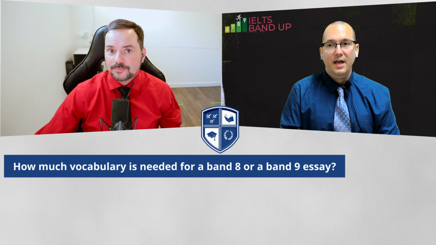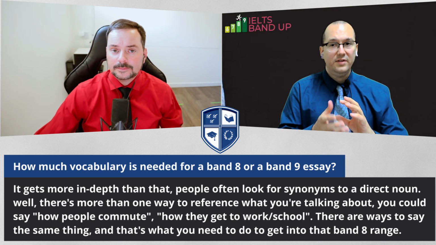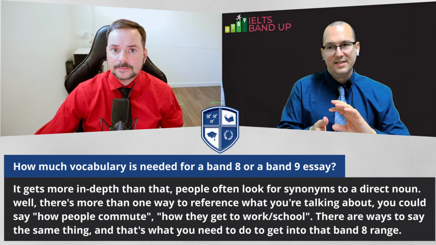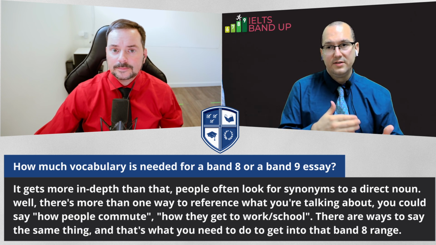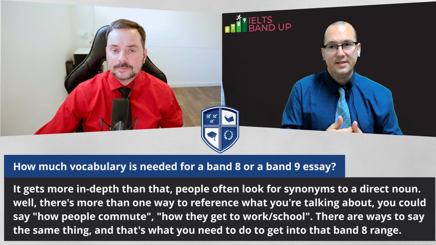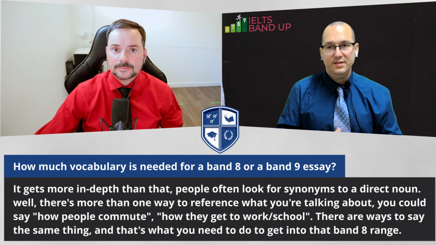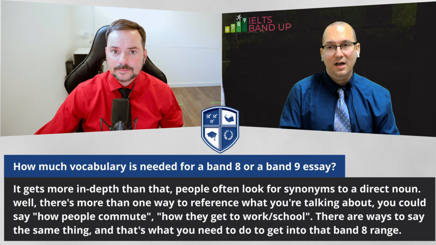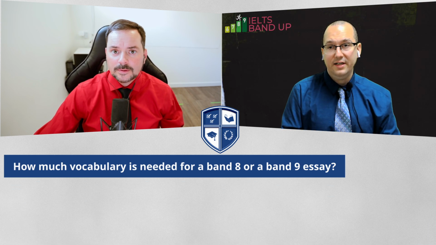Right. And it actually gets a little bit more in-depth than that, because people often look for a synonym, like a direct noun. Well, there's more than one way to reference what you're talking about. You could say how people commute, how they get to work or school. There are different ways to say the same thing, and that's what you need to do to get into that Band 8. And you need to do it a little bit to get into the Band 7 area.